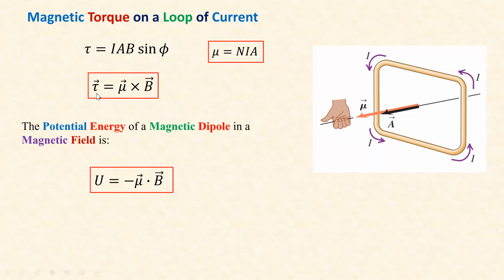And the torque will be mu cross B. Mu is the magnetic dipole moment vector, which is perpendicular to the plane of the loop and given by the right-hand rule, as you see here. And of course, we have energy, potential energy due to the magnetic dipole in the magnetic field.